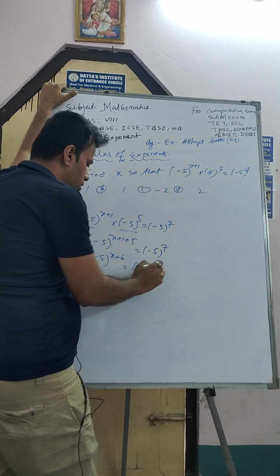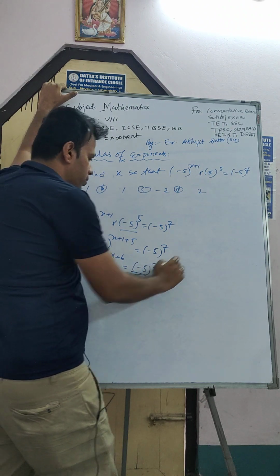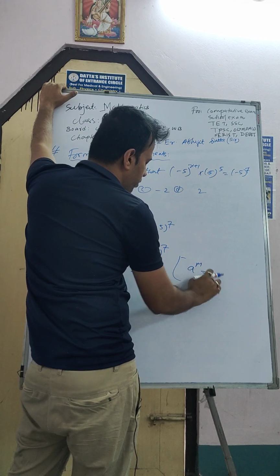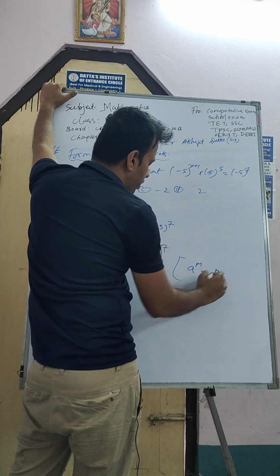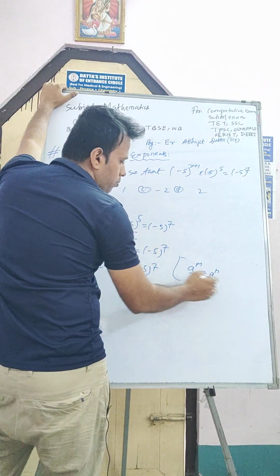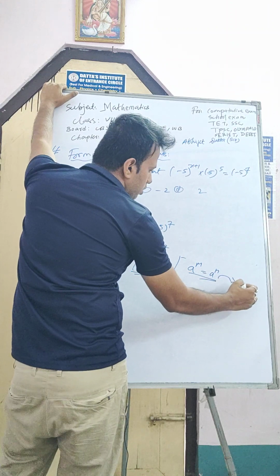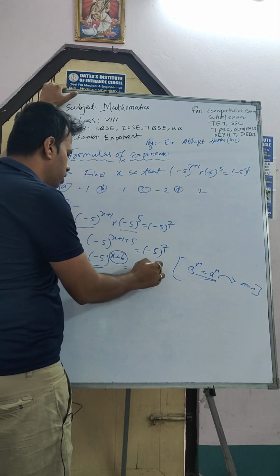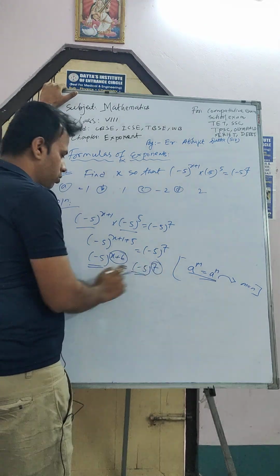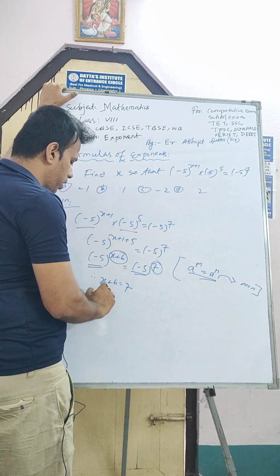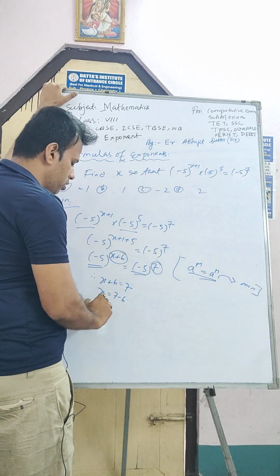So minus 5 to the power x plus 6, since 1 plus 5 is 6, equals minus 5 to the power 7. You look here, there is one formula: a to the power m and a to the power n. If the bases are the same, then the powers will be equal, is not it? So here m is this one and n is this one. So x plus 6 equal to 7, so x equal to 7 minus 6, so x equal to 1.